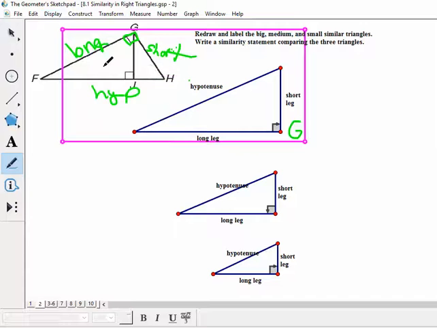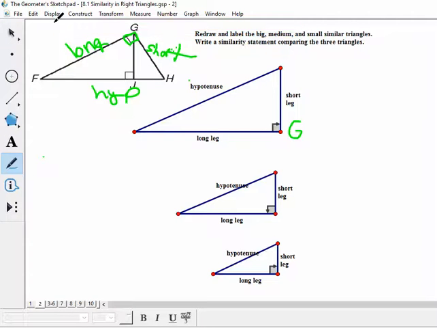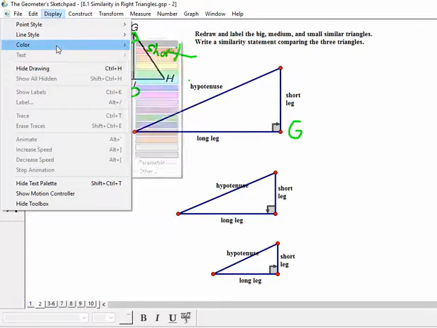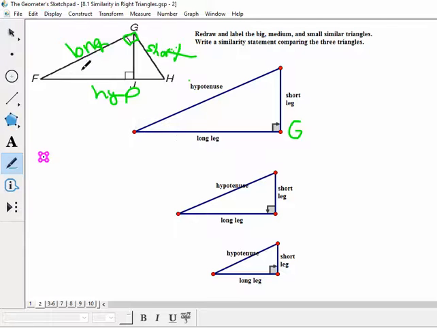My middle triangle, oh, it changed those colors. Okay, I'll try it again. Here's my middle triangle. My middle triangle has a right angle of J, so you'll put that here. And then this is the short leg of the middle triangle, so it'll be JG, and the long leg is here, and then this would be my hypotenuse.